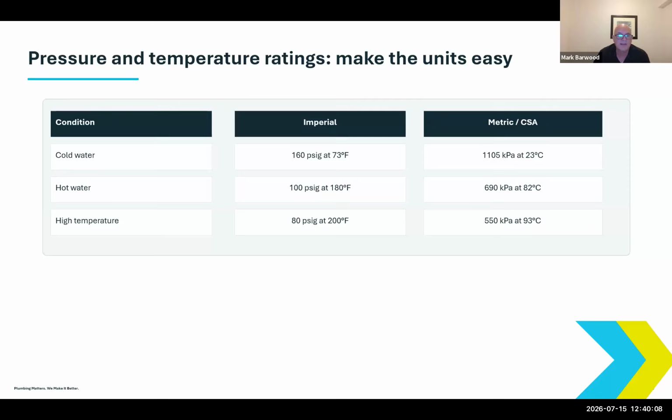If anybody wants a copy of that slide, I'm sure Zach will be happy to send it to you, but it's in the standard anyway. It's quite universally available.